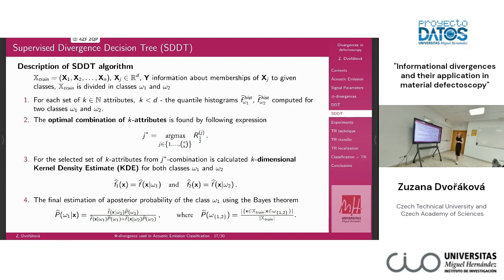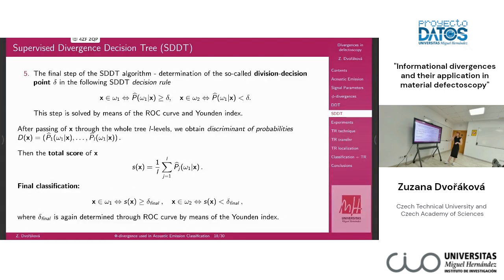And for the selected set of k attributes, we calculate the so-called kernel density estimate for both classes, and then we estimate a posterior probability by means of Bayes' theorem. The final step of this algorithm is to determine the so-called decision point delta, which is done by the following decision rule, and it's done by the ROC curve and the Youden index.